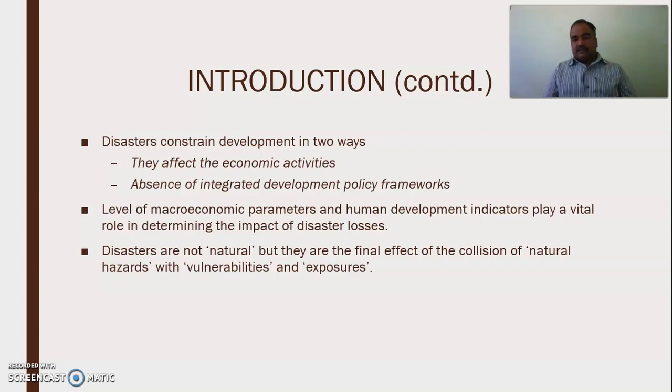And the last point, the most important one: disasters are not natural things, but they are the final effect of the collision of natural hazards with vulnerabilities and exposures. This is the sentence you are supposed to understand very clearly. An earthquake or a cyclone or COVID-19 are hazards. They do not create anything directly unless there are vulnerabilities and exposures. If you take an island where there are no persons and no vegetation, and a cyclone occurs there, it is not considered a disaster. Why? Because there is no vulnerability and nobody is exposed there.